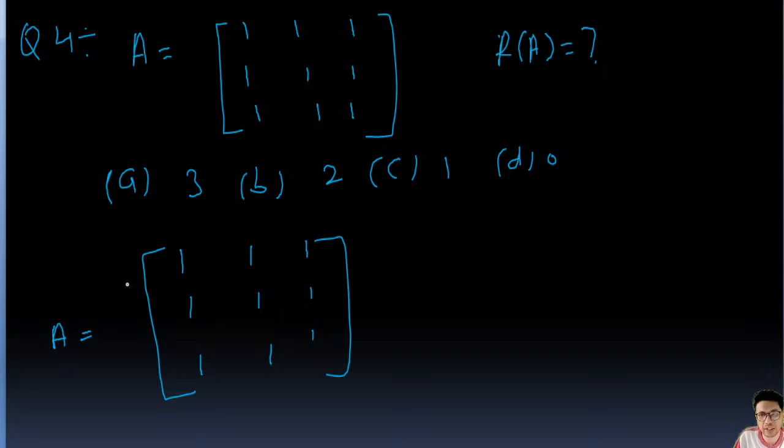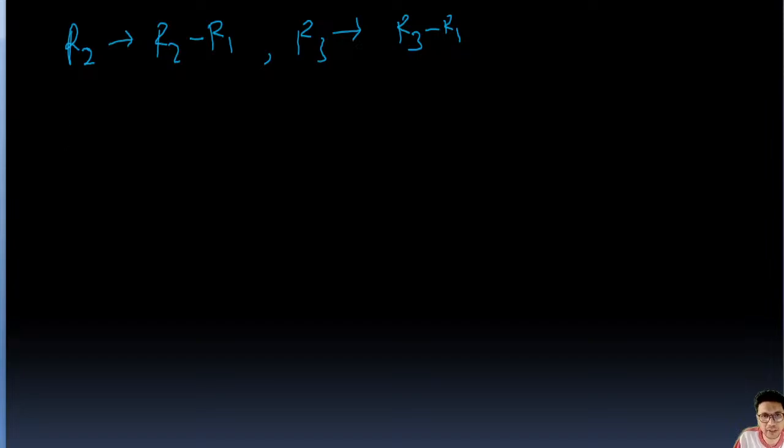In the second row, this is going to be R2 minus R1, and the second operation is R3 minus R1. So that's what we have. In this one, we have R1, R2, R3, right? In R3 we have done R3 minus R1, and in R2 also R2 minus R1. Okay, this operation we have done.